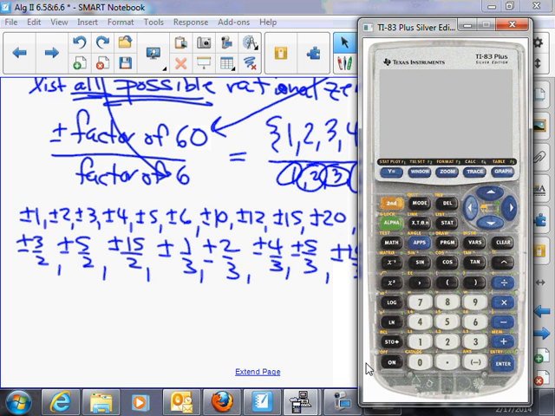Now, what we can do with technology is we can go ahead and we can put this polynomial in the y equals register. In other words, I'm going to put 6x raised to the 4th plus 25x raised to the 3rd minus 7x squared minus 104x minus 60.